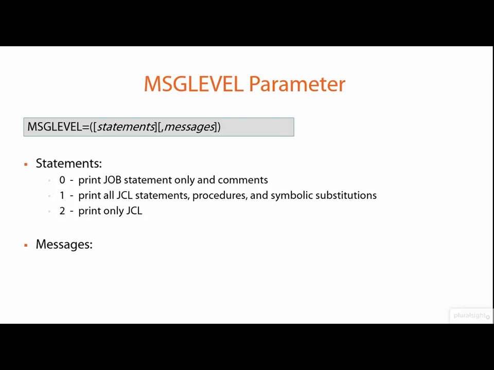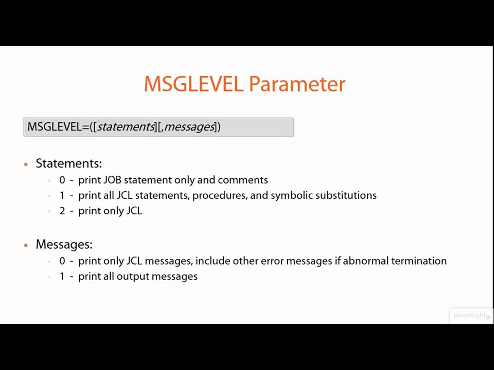In addition, the messages themselves indicate whether or not we want to print only JCL messages or other error messages in the event that we experience an abnormal termination, or we want to include all output messages. So in general, the setting for the message level is going to be a 1,1, indicating that we want all JCL statements, expansions, symbolic substitutions, and all output messages produced.